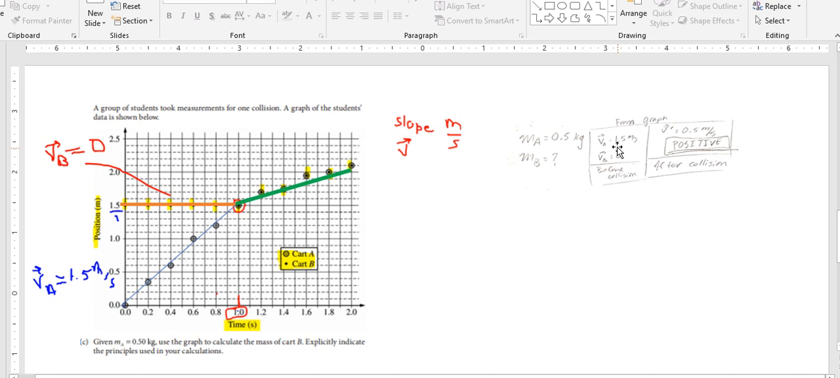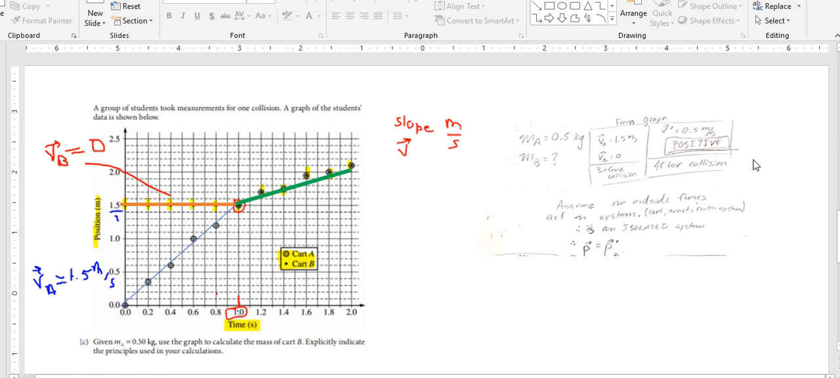Let's see. Velocity, this is from the graph. Before the collision, the velocity A is 1.5 meters per second. Velocity B, that's a 0, not a D, because the car's at rest. And then afterwards, the green line right here, it's positive 0.5 meters per second. So that's after the collision. I just wrote down what I knew to stay organized.